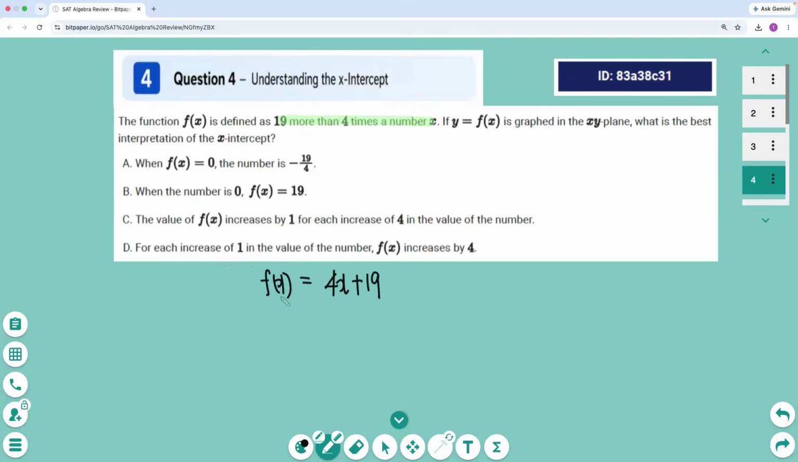The x-intercept is the point where the graph crosses the x-axis. At that point, y equals 0, so f of x equals 0. Set f of x equals 0: 0 equals 4x plus 19.